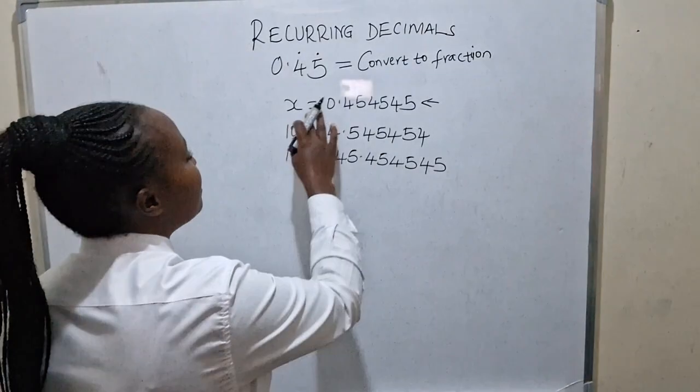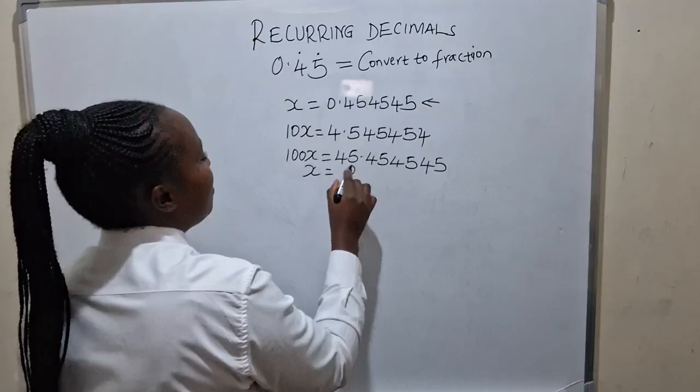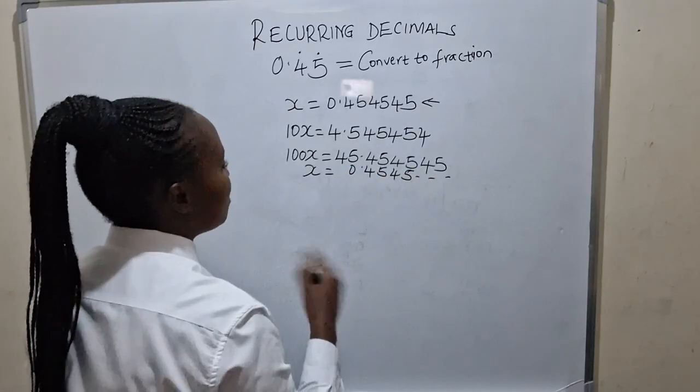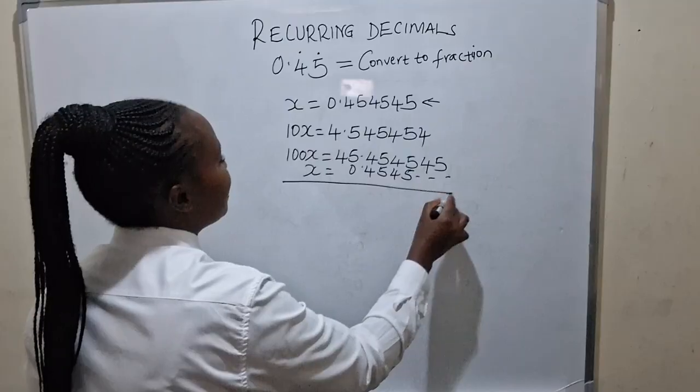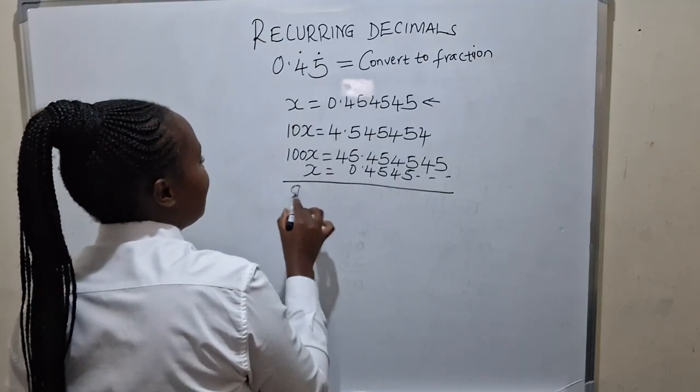So we can then subtract our x, which is 0.4545 continuously. So what do we get here? We get 100x minus x. This is 99.